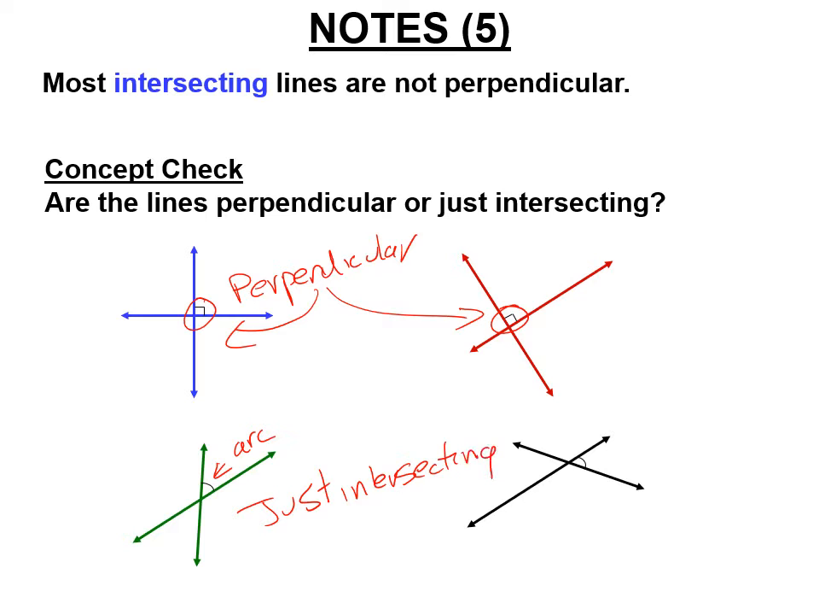They're a special case of intersecting. They're intersecting at a 90 degree or right angle. The ones on the bottom are intersecting at a not 90 degree angle, right? This is less than 90. This is more than 90.